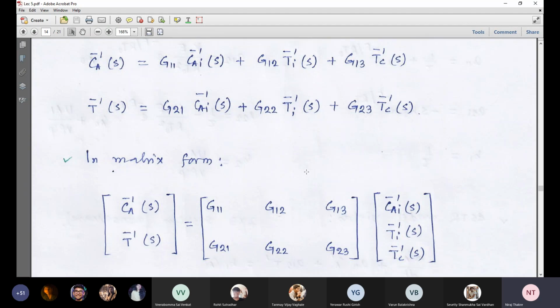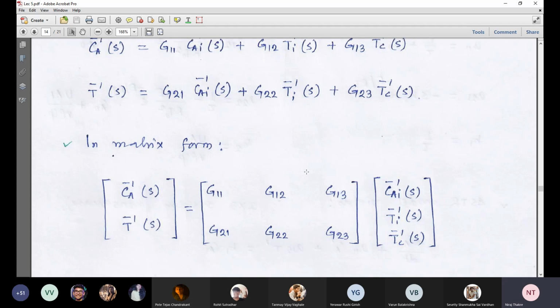What is the significance of capital G suffix 23? G23. What do you understand by this nomenclature? Any answer? I'm not sure, sir, actually. You try, it's okay. Just tell me what is the first suffix, what is the second suffix. Try, there may be a mistake, no problem. You do not want to give the answer, okay?